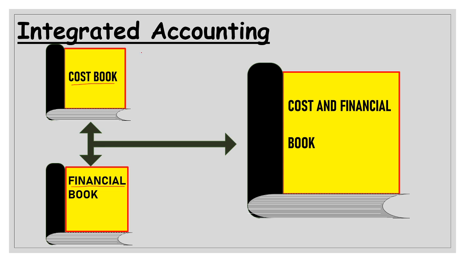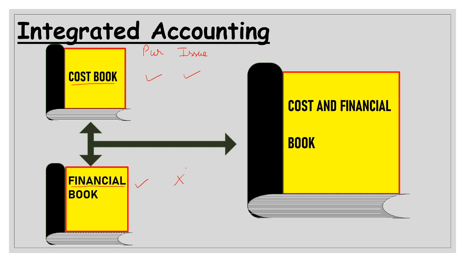Suppose the company purchases raw material. The purchase of material is recorded in the cost book and in the financial book. But when the store manager issues raw material to different departments, the issue of raw material is only recorded in the cost books. It is not recorded in the financial books because these are internal transactions of the company to know how much material is issued to which department.